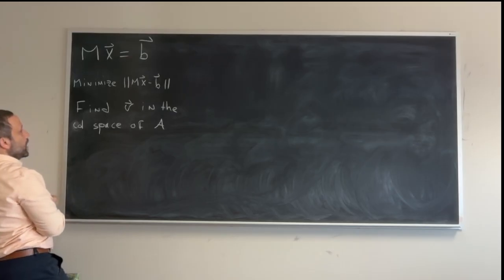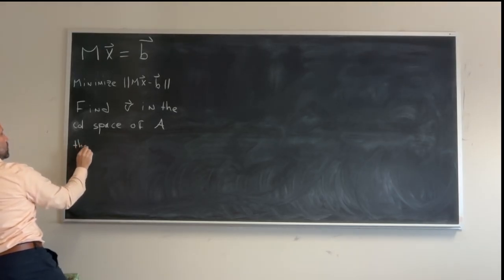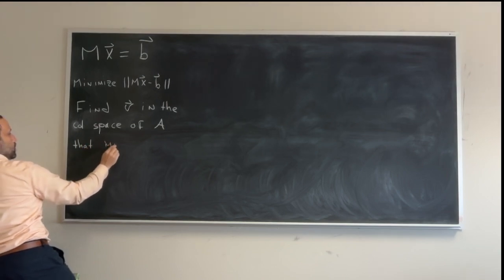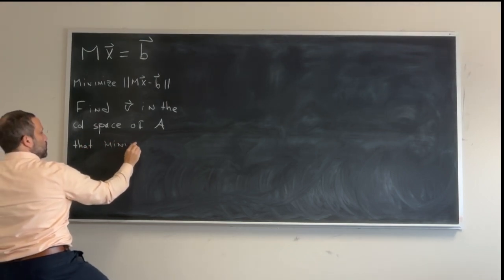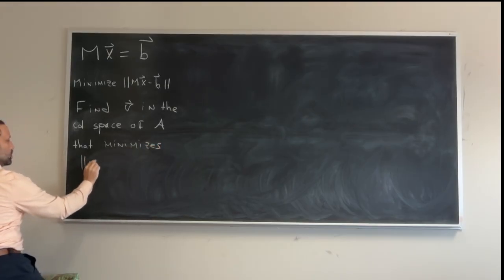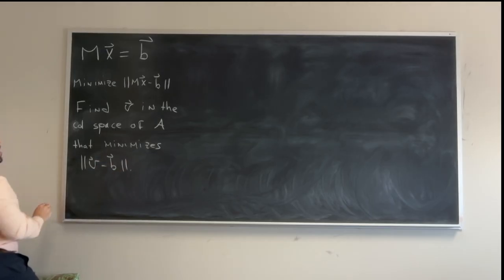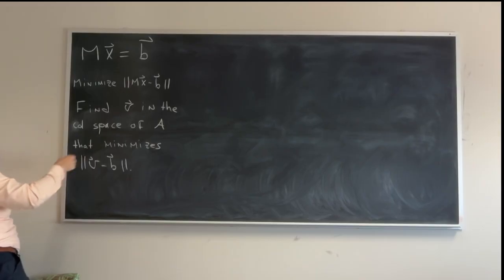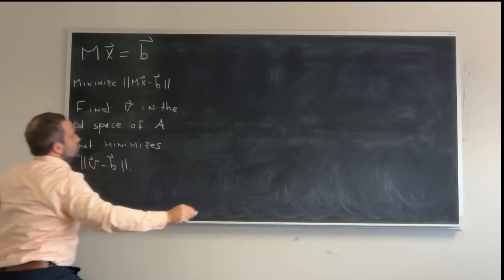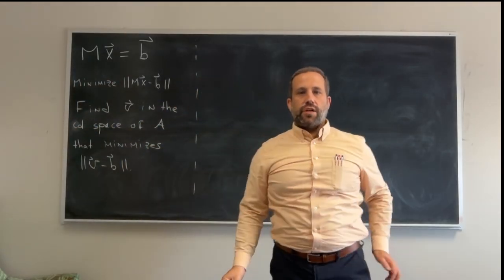So, okay. Find v in the column space of A that minimizes ||v minus b||. Right, because as x ranges through its space, M times x is going to range through the column space of A. And so we can replace v with M times x. Okay. So make sure you understand that, because it's something that's going to come up a few times.